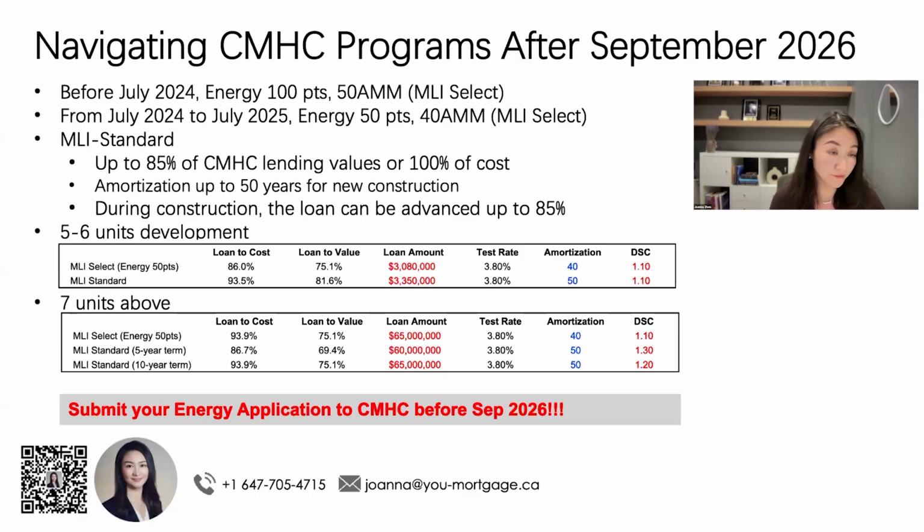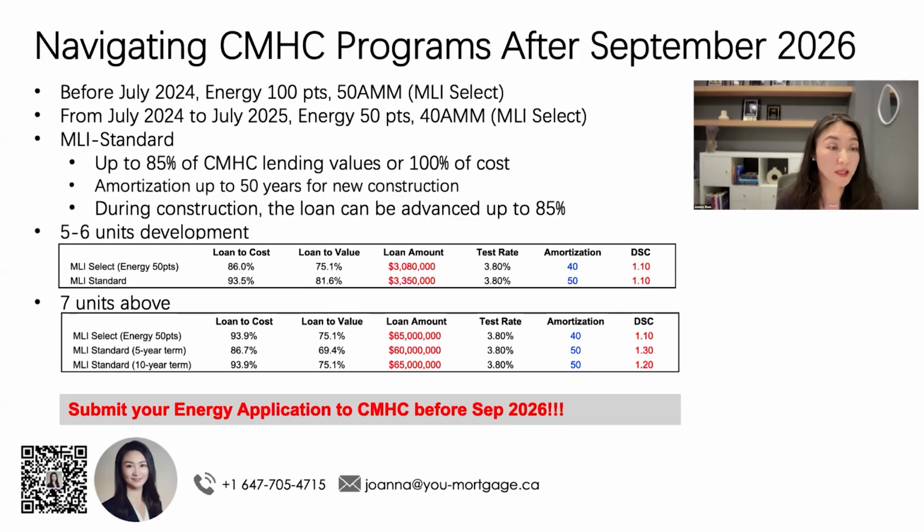Before July 2024, we did a lot of GTA projects using MLI under energy efficiency, so they were getting 100 points. But after July 2024, they can only get 50 points and 40 years amortization. July 2025 is another change: CMHC increased the premium for MLI Select dramatically, which is basically the MLI Select program almost has the same insurance premium as the MLI market standard.